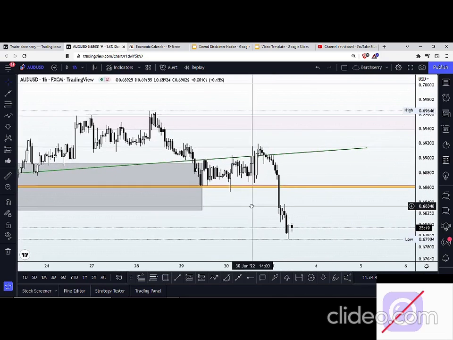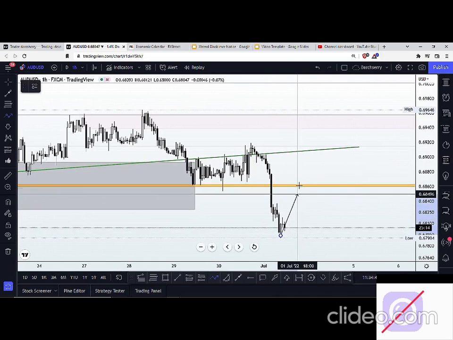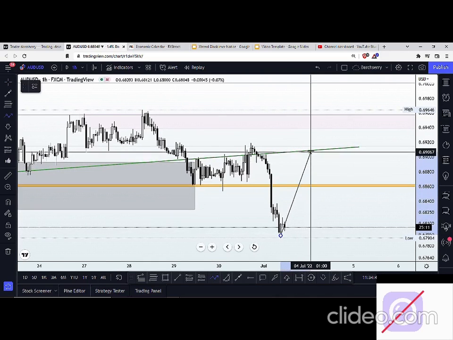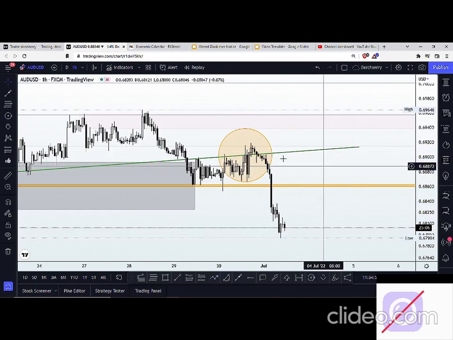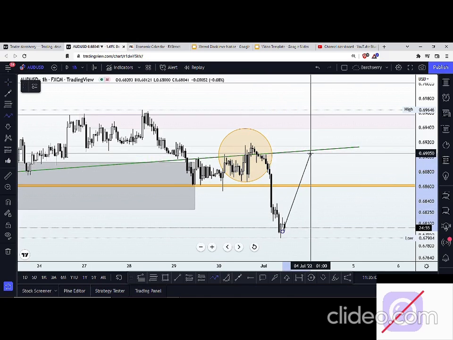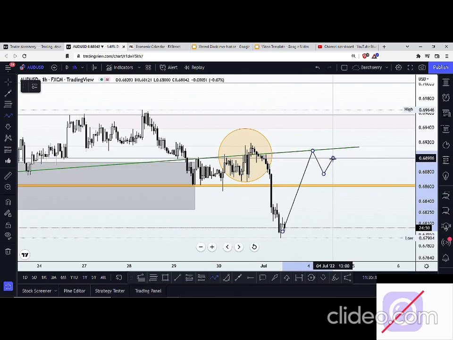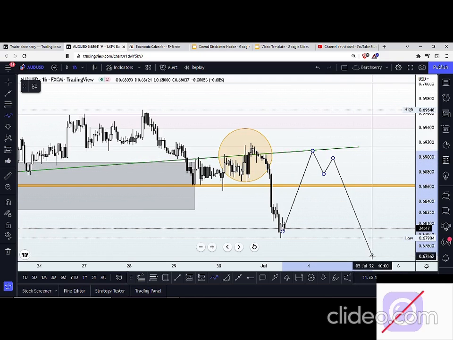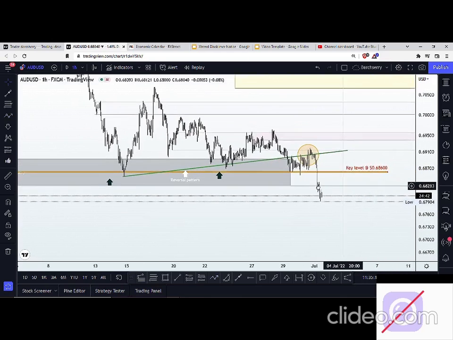So one thing we want to be looking out for as we head into the New York session is how price is going to come back into either this area or this bullish trend line that was broken. We saw the trend line broken and retested here, so we want to see price come into either this key level sitting at 0.68600, or the bullish trend line, where we want to be looking out for a reversal pattern on a lower time frame to join the decline to the downside.